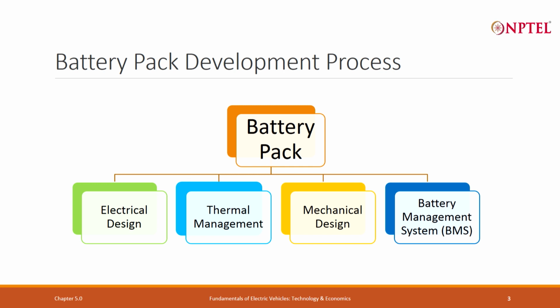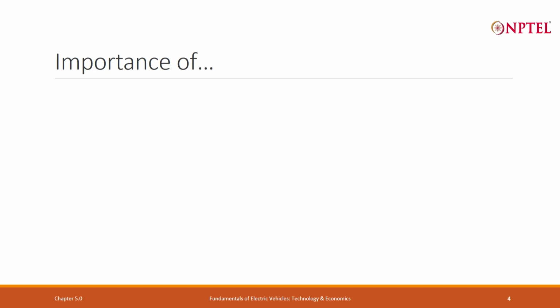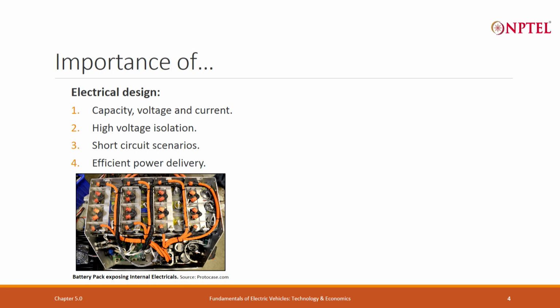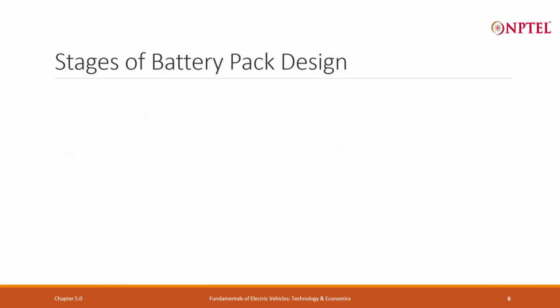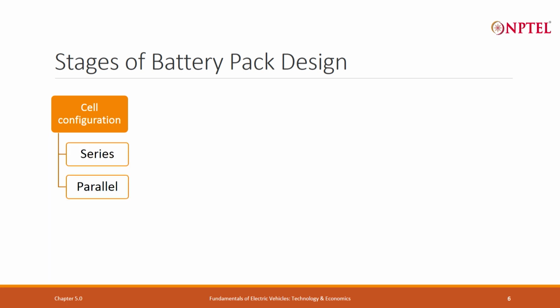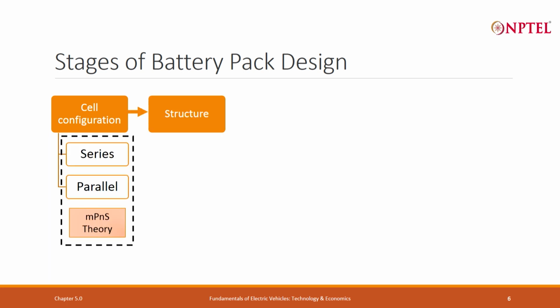We have talked in short about all 4 domains. Then we have talked about the importance of these 4 categories: electrical, thermal, mechanical and BMS. Then we have talked about the stages of battery pack design, where we have talked about how to configure the cells in a battery pack. We have talked in detail about MP-NS theory, M parallel and N series.